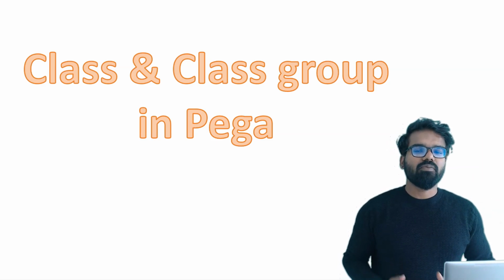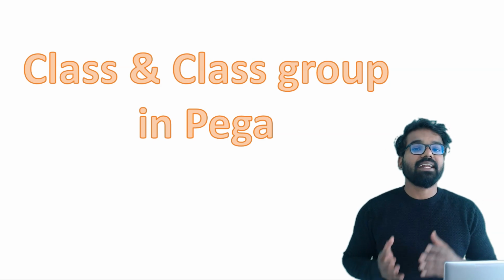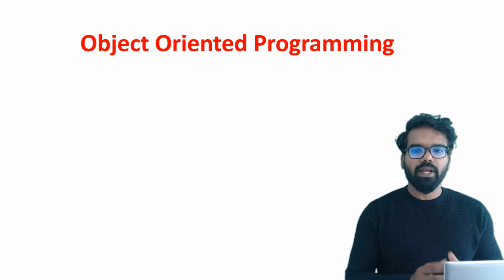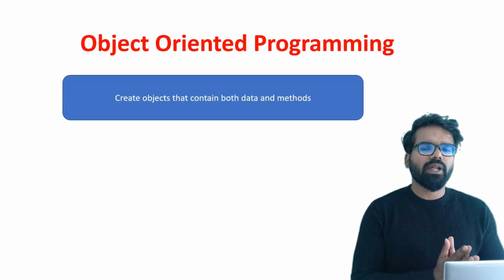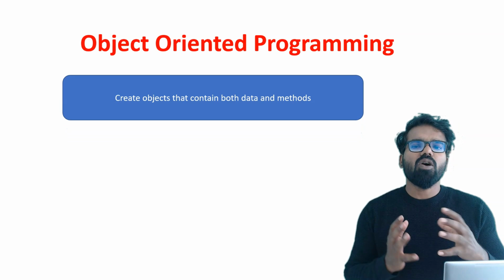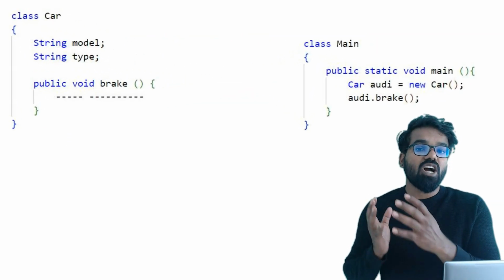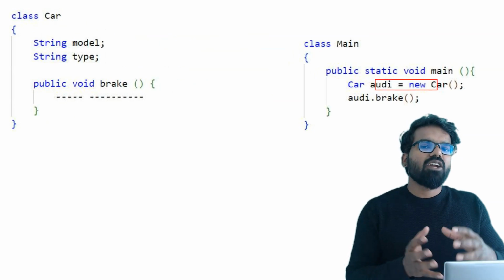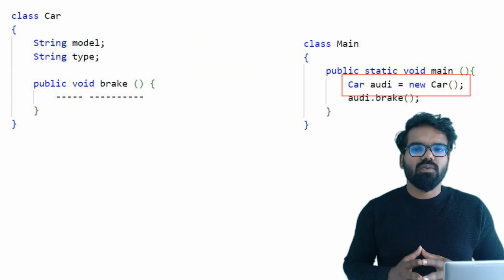In this video, we are going to talk about the class and class group in Pega. First, I will talk about object-oriented programming. In object-oriented programming, usually we create objects. First, we define a Java class file that contains the attributes and methods. From there, we can also create objects using the Java class.